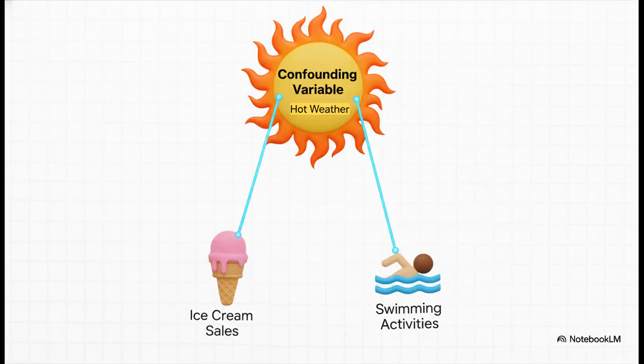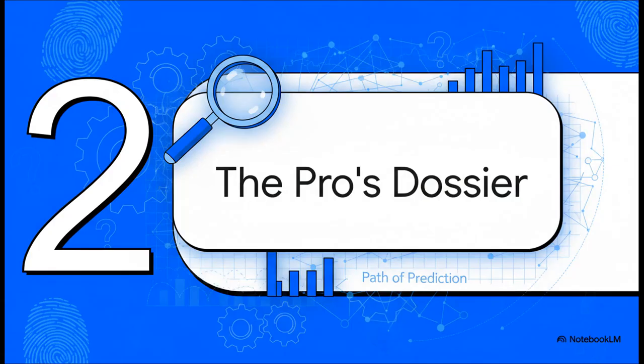So in our case, the confounding variable, the real culprit, is just hot weather. The summer heat makes more people want to buy ice cream. Of course, it also makes more people go swimming, which tragically is what increases the chances of drowning incidents. The ice cream is completely innocent. It was just in the wrong place at the wrong time, connected only because it was also influenced by the real cause.